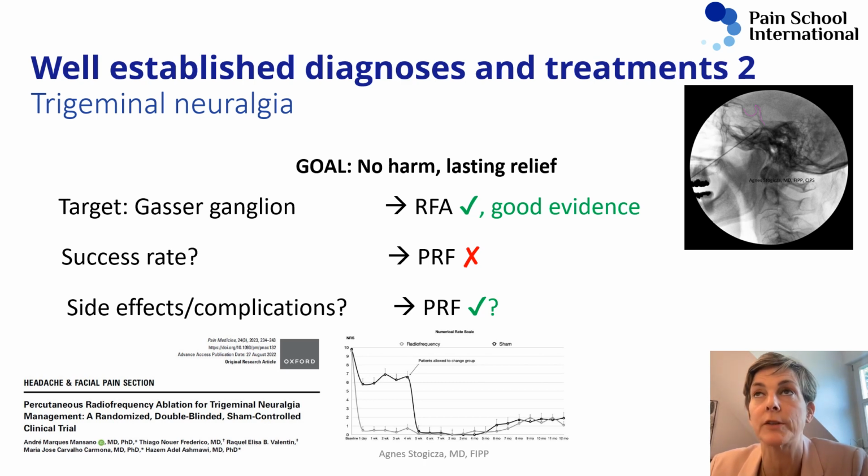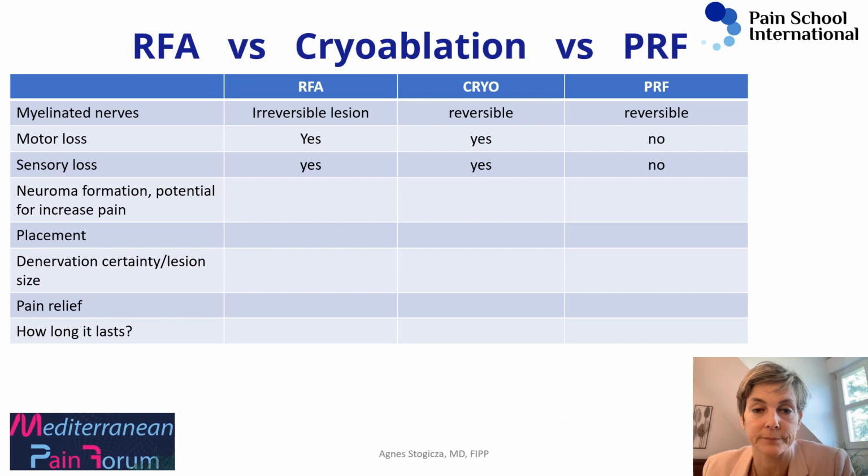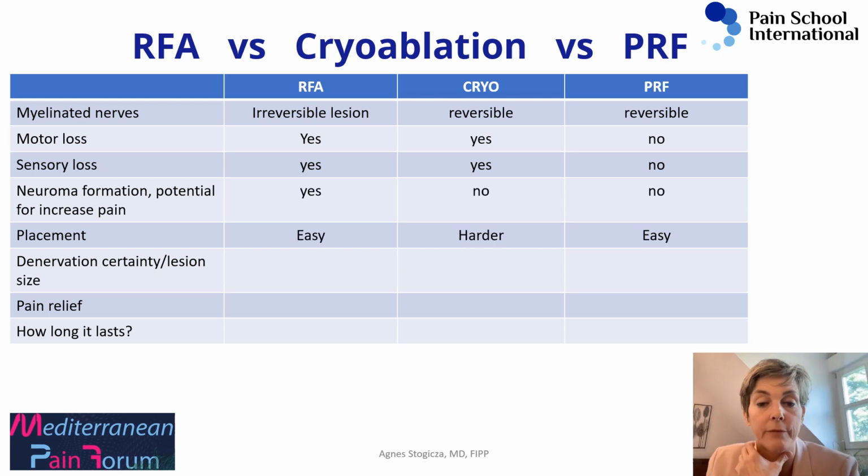The good news is it's not a coagulative procedure, so it should be less risk. And so that's why when you look at side effects and complications, PRF is better, but RFA is more reliably working. And finally, let's just compare the three of them, RFA, cryo, and PRF. On myelinated nerves, RFA will be an irreversible lesion, whereas cryo and PRF will be reversible. Both RFA and cryo will give a motor loss, whereas PRF won't. And similarly, sensory loss will come with RFA and cryo, but not with PRF.